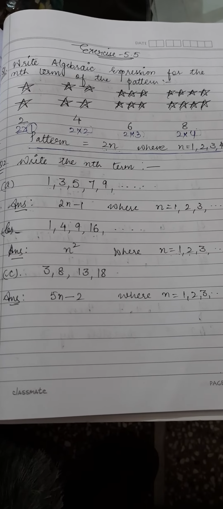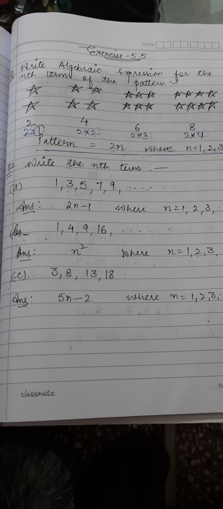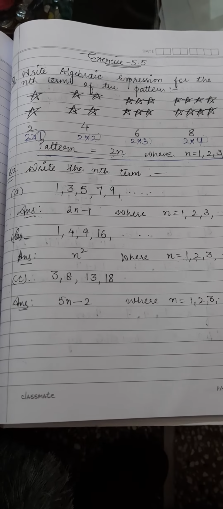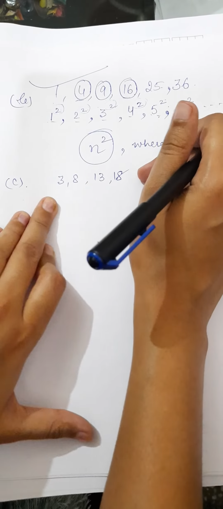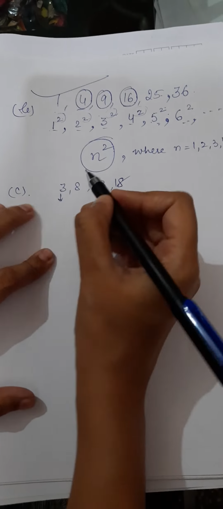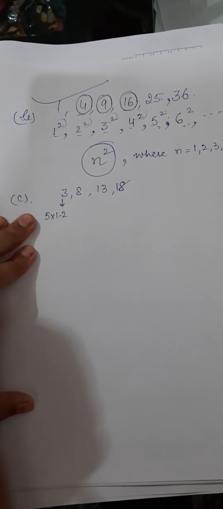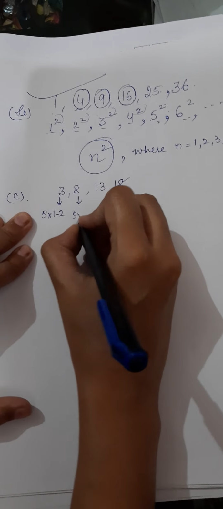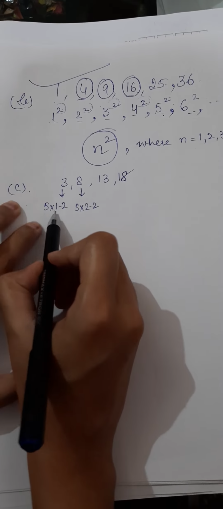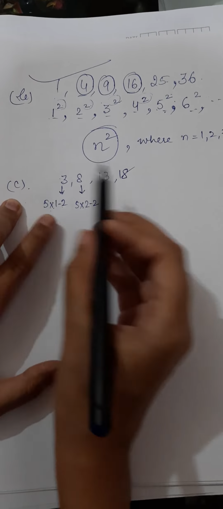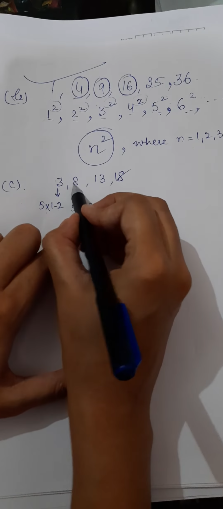Okay, now let's move to the C part. C part is 3, 8, 13 and 18. Now what will come here? If you observe this closely, this is 5 into 1 minus 2. This is 5 into 2 minus 2. 5 ones are 5. 5 minus 2 is 3. Then 5 twos are 10. 10 minus 2 will give you 8.